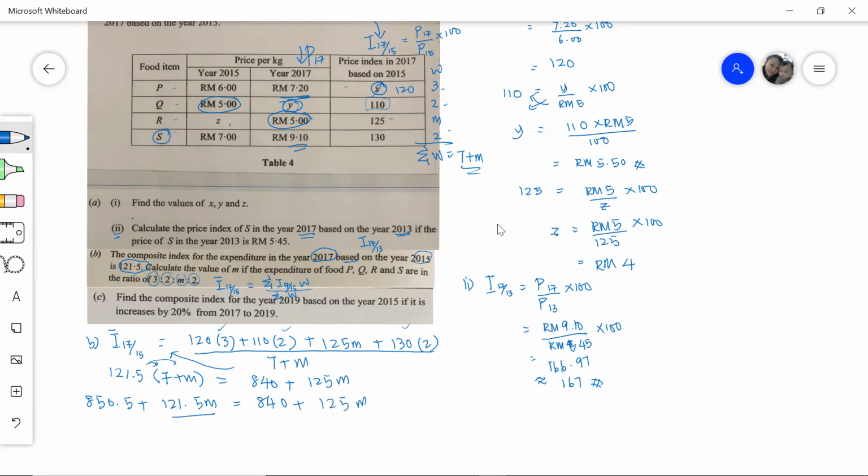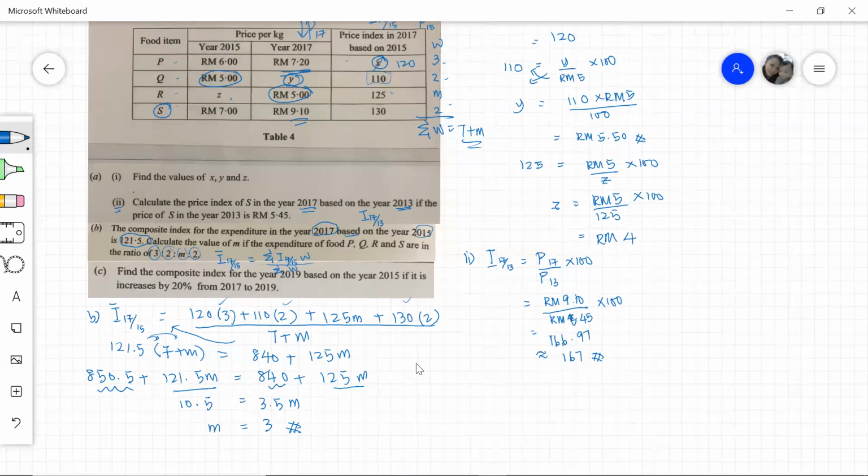Group the like terms together, numbers with numbers. So 850.5 minus 840, we have 10.5. And 125 M minus 121.5 M, I got 3.5 M. Divide both sides by 3.5, and I will get the value of M equals 3. That is how we solve part B.